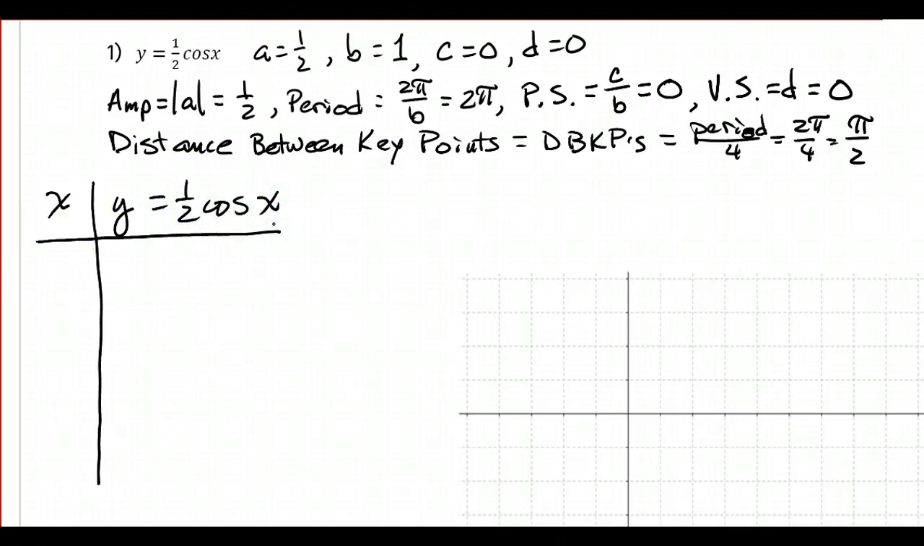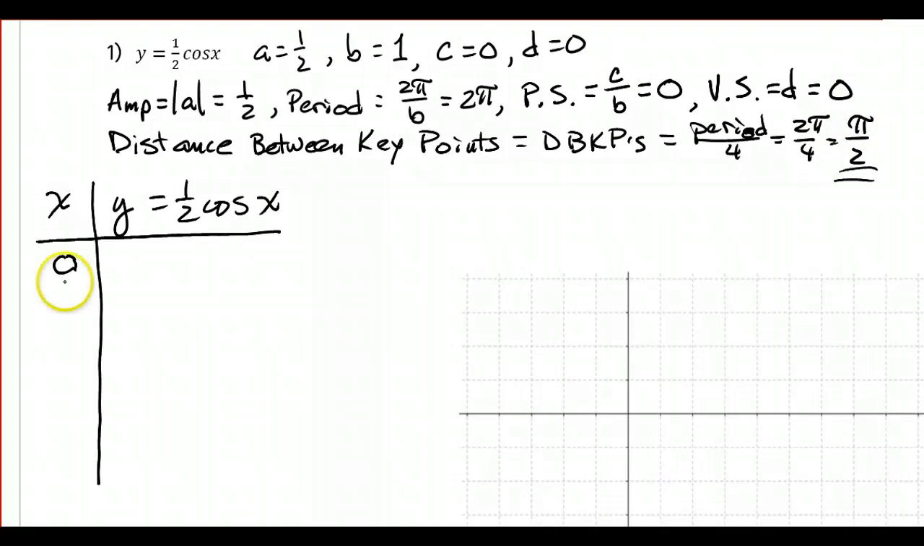And then in our chart, we always want to start with the value of the phase shift, because if our graph is shifted to the left or to the right, that's going to change our key points. So in this case, since our phase shift is 0, we're going to start our chart at 0, and then we use our distance between key points to tell us how far away the next key point will be. So if this is a maximum or a minimum or an intercept, pi over 2 away, that distance between key points will tell us when the next maximum, minimum, or intercept will be.